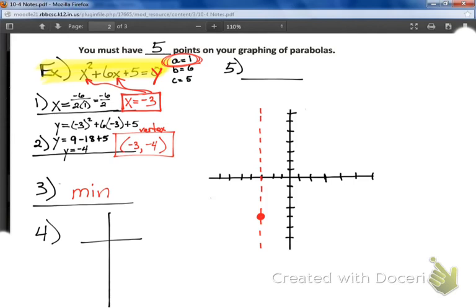and you can just abbreviate that with min. Your vertex is a minimum point, which again also tells you that the parabola is going to open up. All right, so pretty simple so far. Doing this slowly here for our first problem.